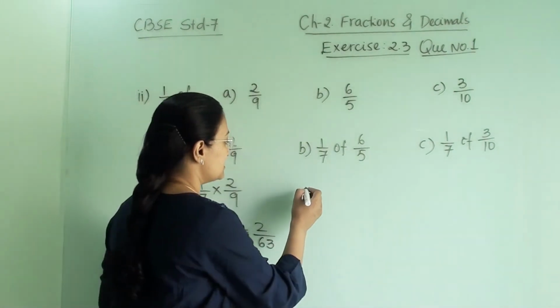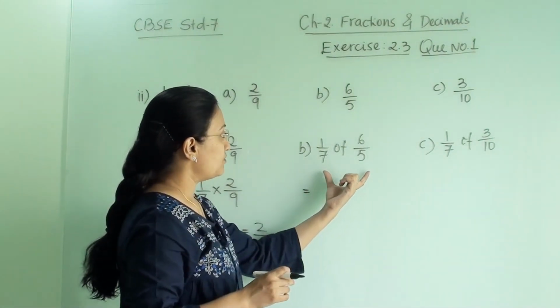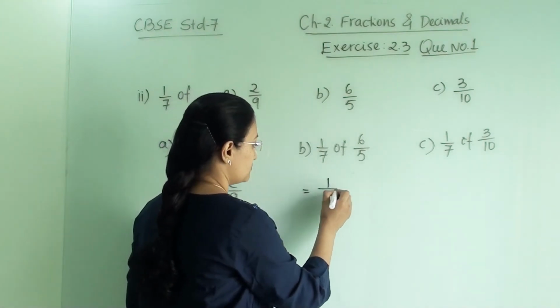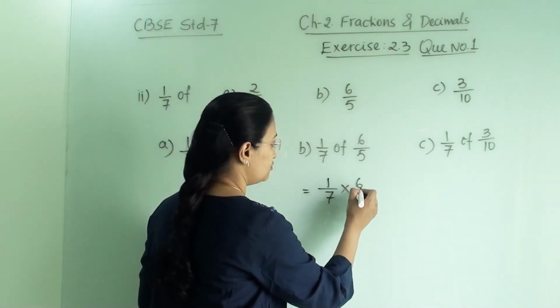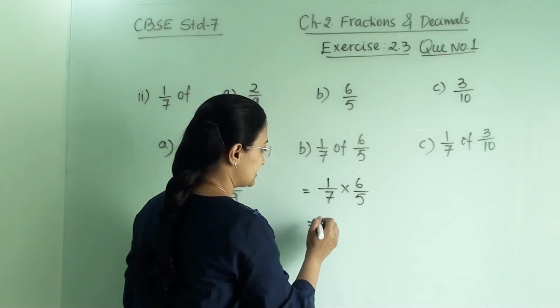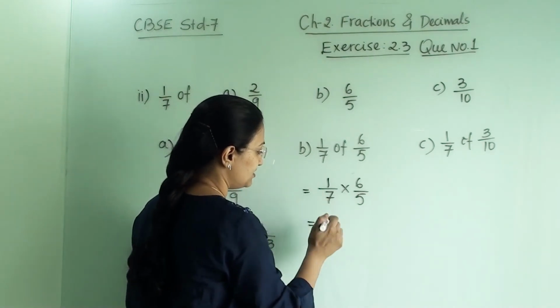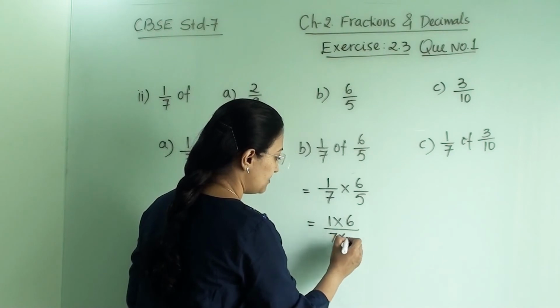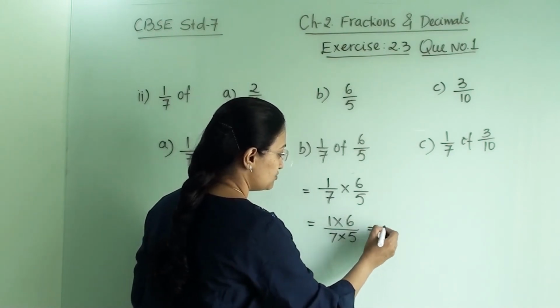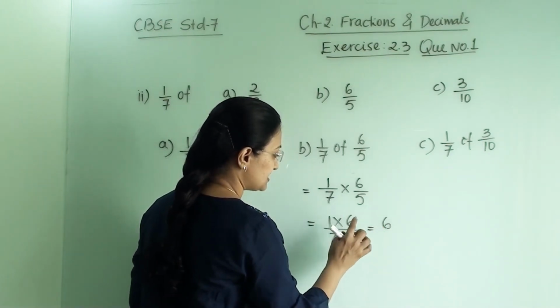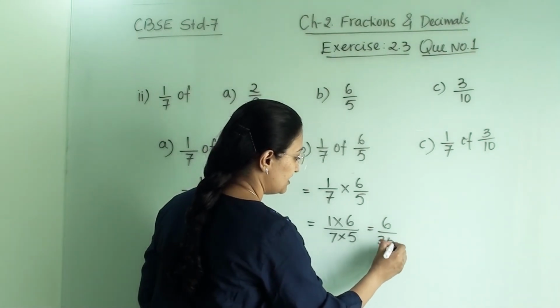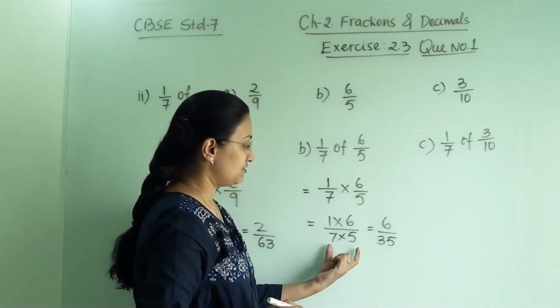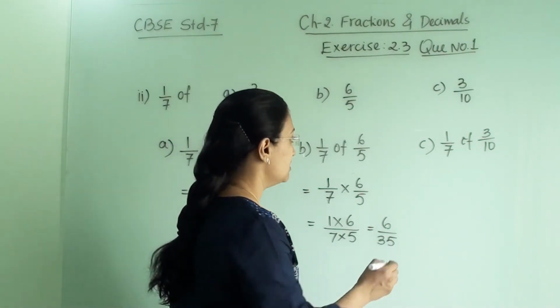Now the next is 1 by 7 of 6 by 5. So 1 by 7 into 6 by 5. Let us club the numerators together and the denominators together. So we get 1 into 6 divided by 7 into 5. Here we are going to get 6 divided by 35, as 7 fives are 35.